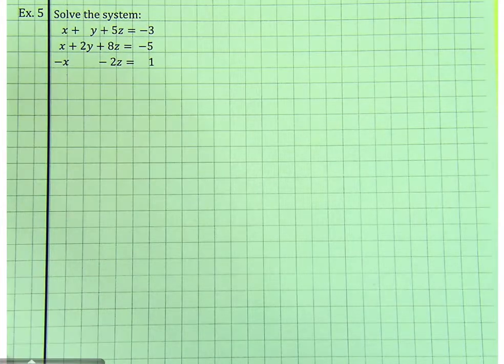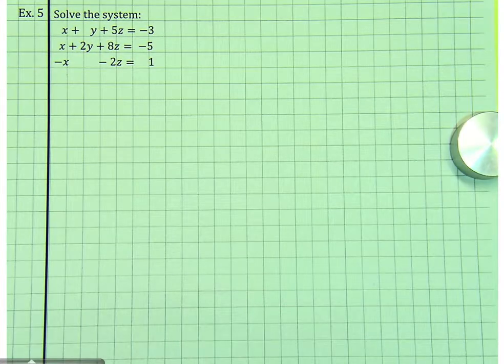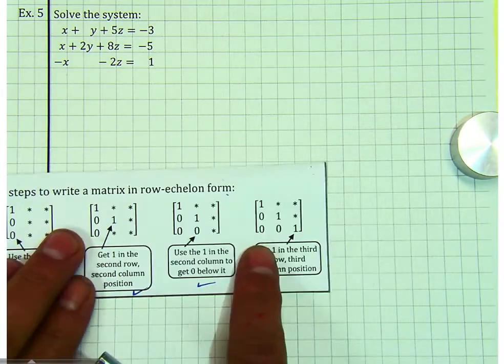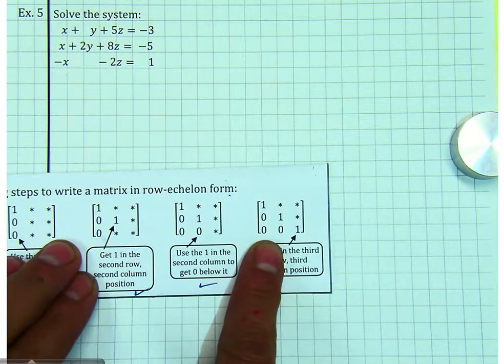Go and copy it down, then rewrite it as an augmented matrix, and go through the steps and see what you get. And then we can compare our answers afterwards. This is going to be a little interesting, so once you have it in this form, stop, and then we can check.